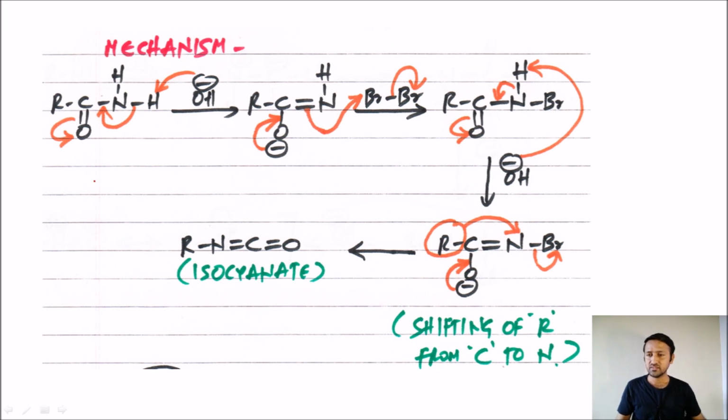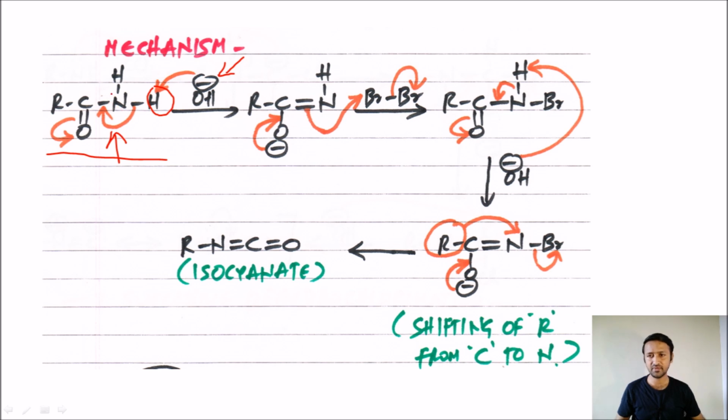The first step: I have taken the starting amide RCONH2. As we have sodium hydroxide, it produces OH minus. So OH minus will abstract a proton. This proton is getting abstracted by OH minus. As it abstracts a proton, the bonding electrons between N and H will shift between carbon and nitrogen. You can see this arrow mark here. The bonding electrons will shift between carbon and nitrogen.